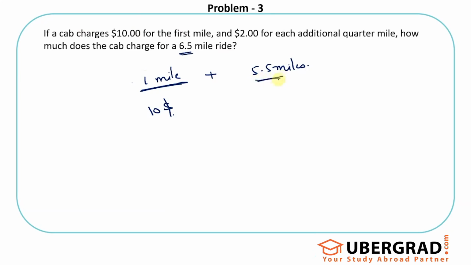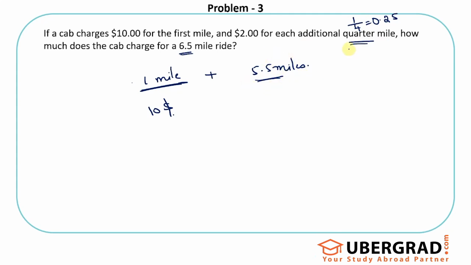How much would someone have to pay for 5.5 miles? They are saying $2 for each quarter mile. What you need to understand is how many quarters. What is a quarter? A quarter is 1/4 of a mile, which is 0.25. The question is how many quarter miles are there in 5.5. That's an important thing you need to understand.